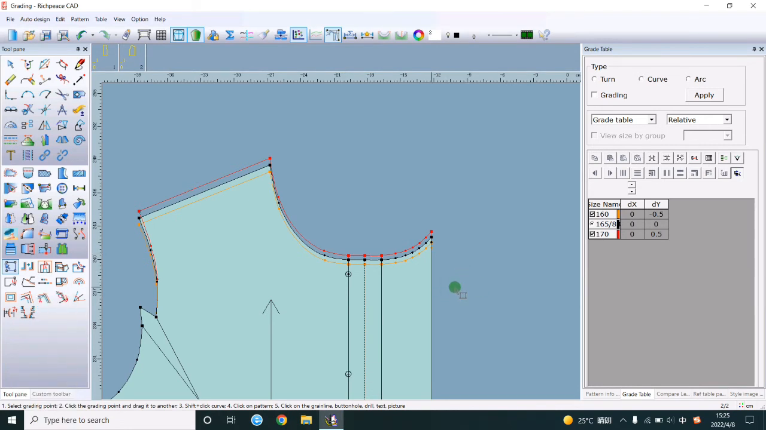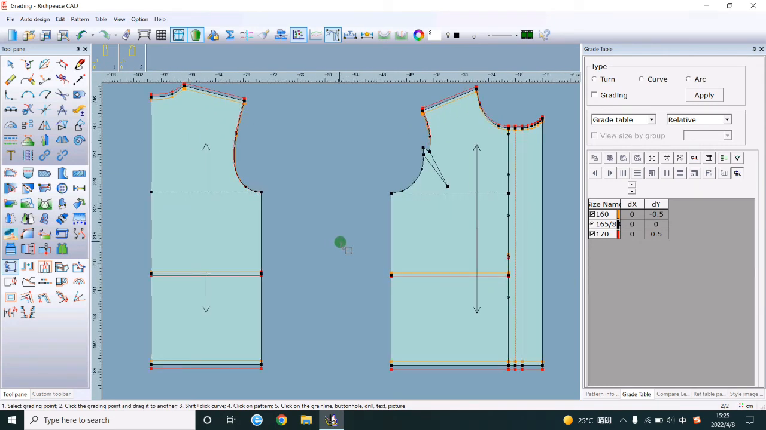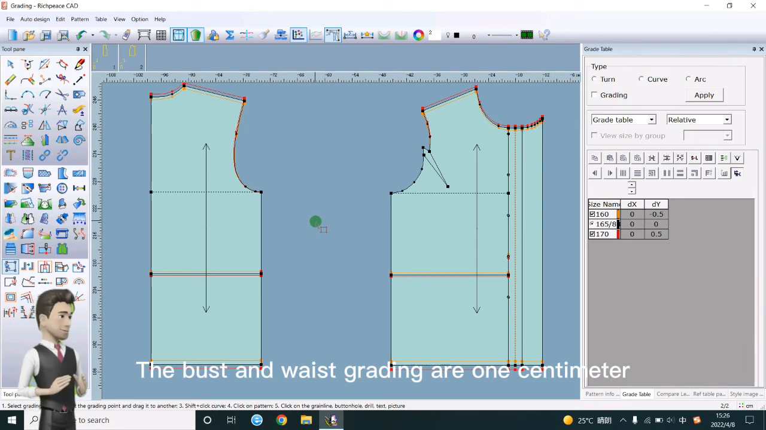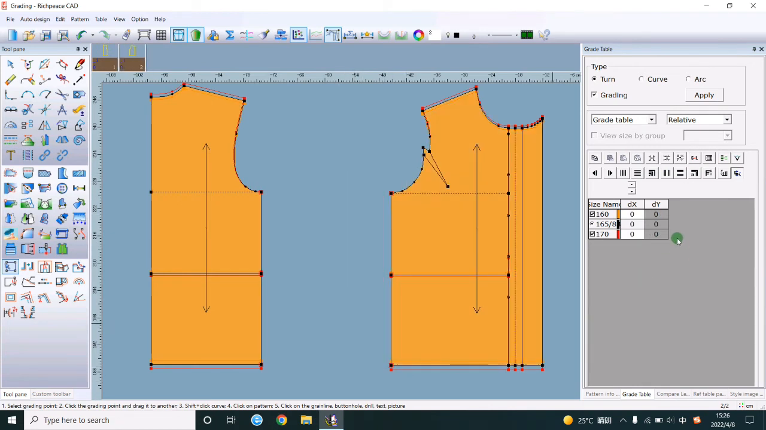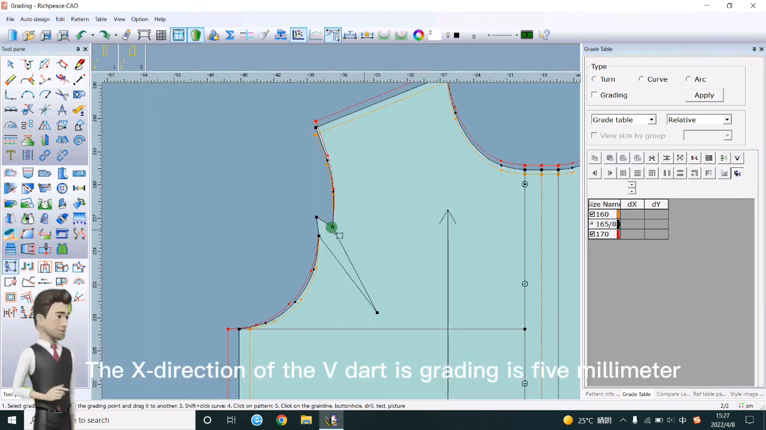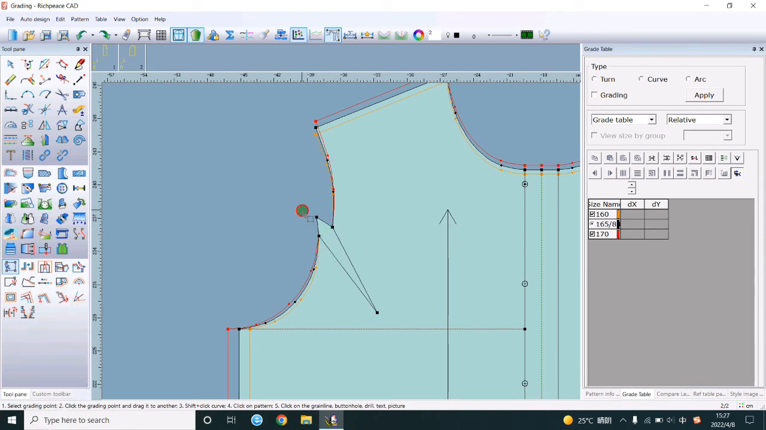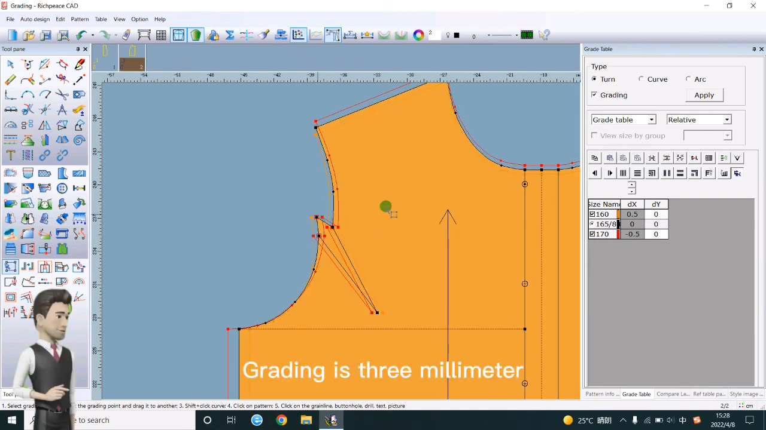Start extra action grading. The bust and waist grading are 1 cm. The extra action of the V dart is graded 5 mm. These 3 points in the wider action need to be graded. Grading is 3 mm.